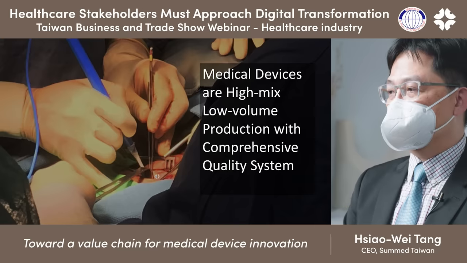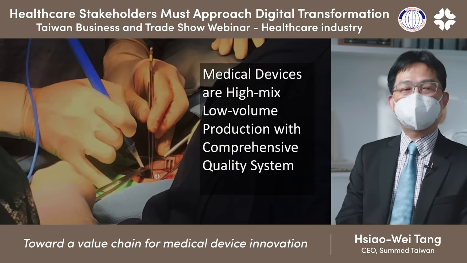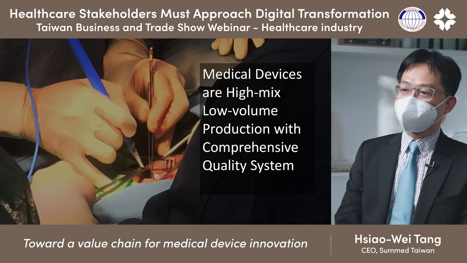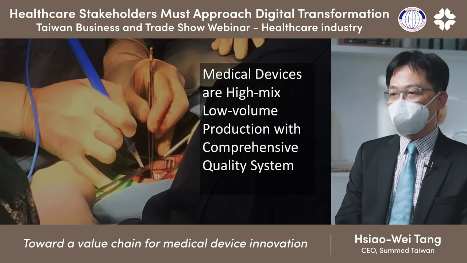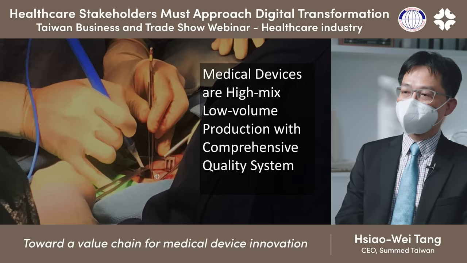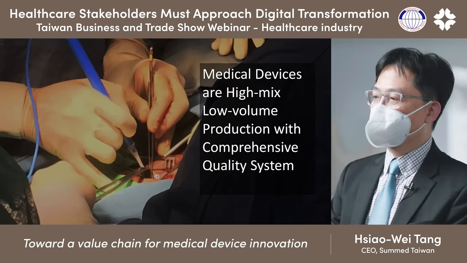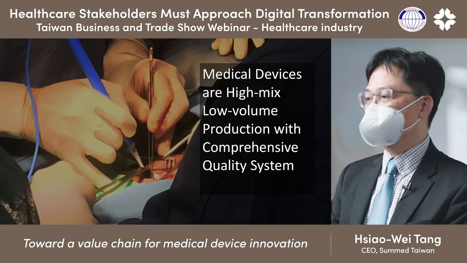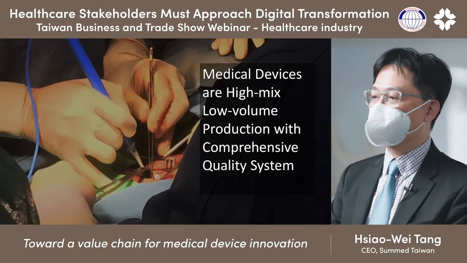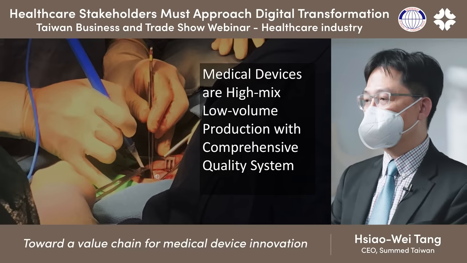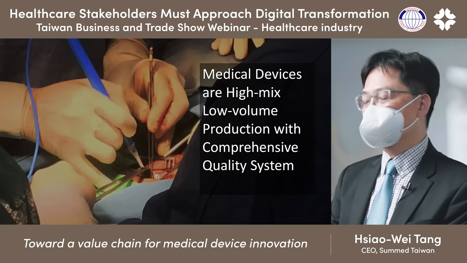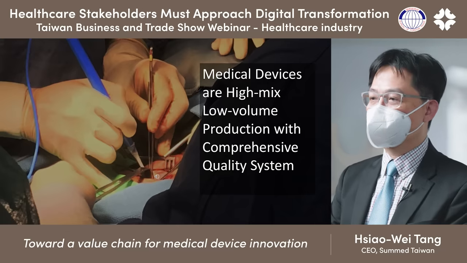If this is so simple, why do so many startups fail? What are the pitfalls? Medical devices are high-mix, low-volume production with a comprehensive quality system. There are many requirements, but they are complicated and fragmented. We need technicians with craftsmanship. We need a technology cluster with a supply chain. We need freedom to operate and a patent portfolio. And the most critical part is we need to build a safe and effective product while compiling the documents for regulatory approval simultaneously. But the market opportunity has a limited time window.